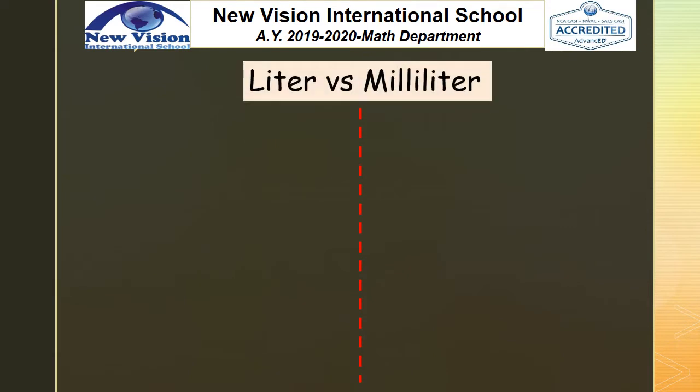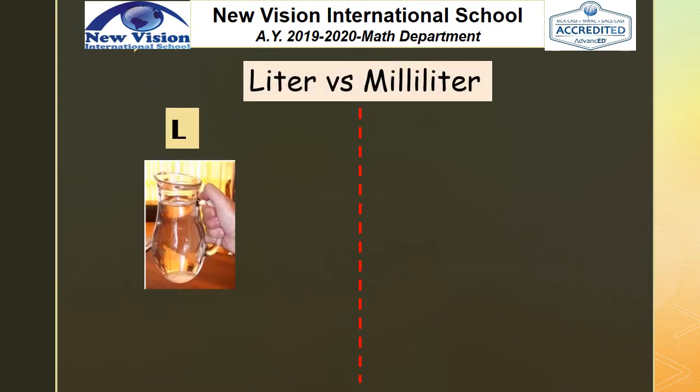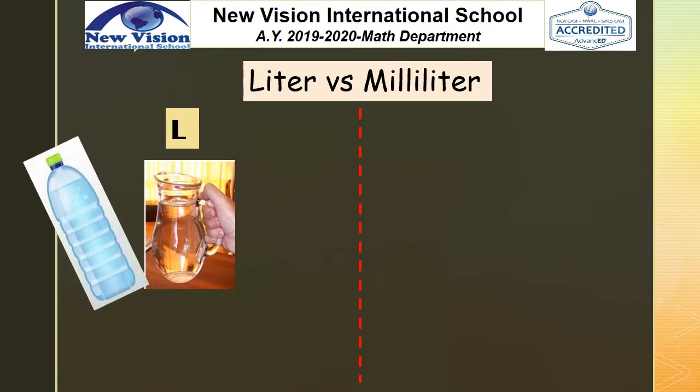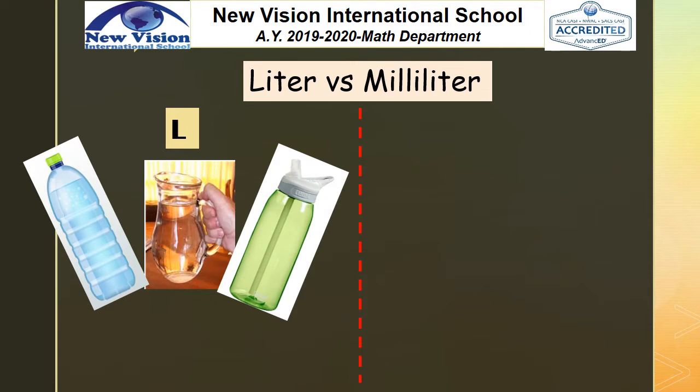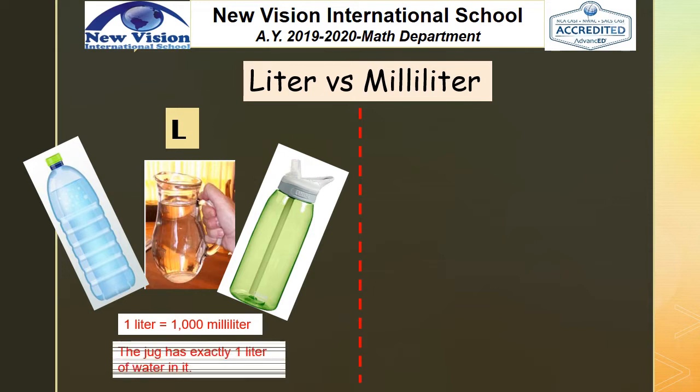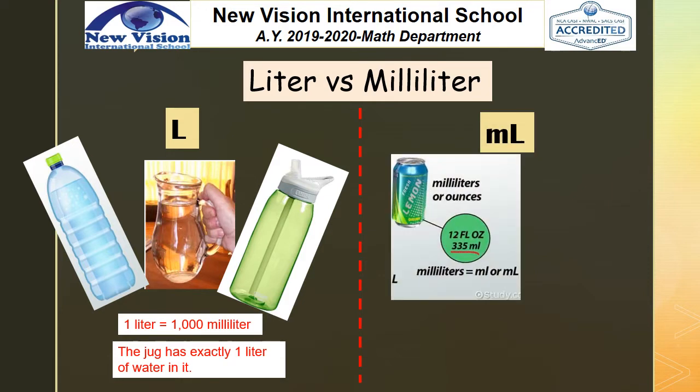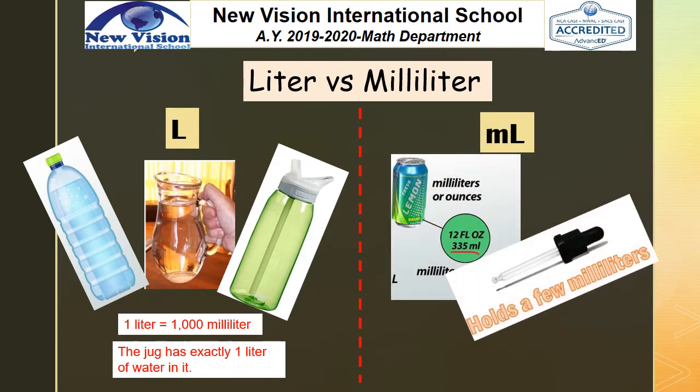Next we have the liter versus milliliter. So we have the liter: this water jug, this 1 liter water bottle, and this water container. They all hold 1 liter of water. And we have the ml: this soda can and this eyedropper. They just hold a few milliliters. And how many milliliters again in 1 liter? 1,000 milliliters is equal to 1 liter.